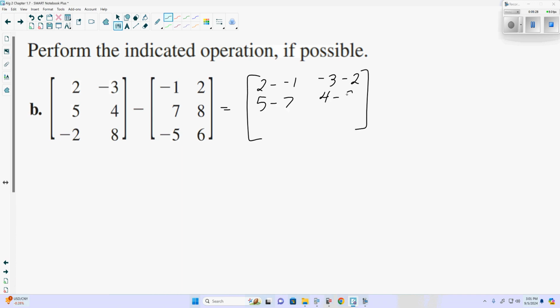Then, does this get any harder today? They told me that it was easier than 4 minus 8. Then we have negative 2 minus negative 5. And lastly, 8 minus 6.